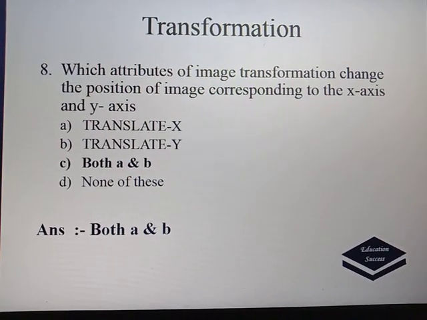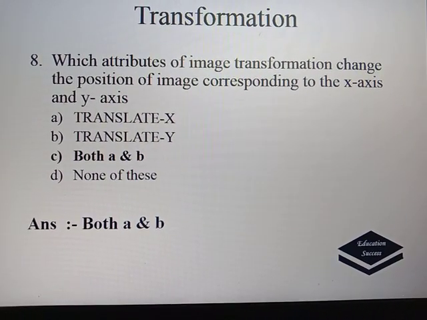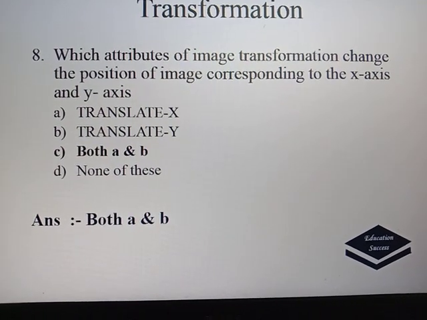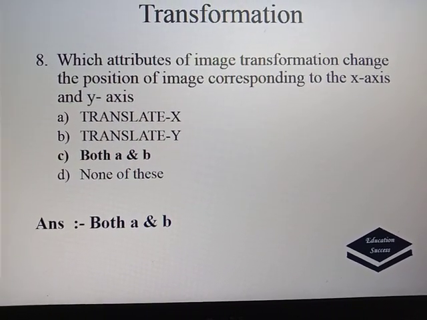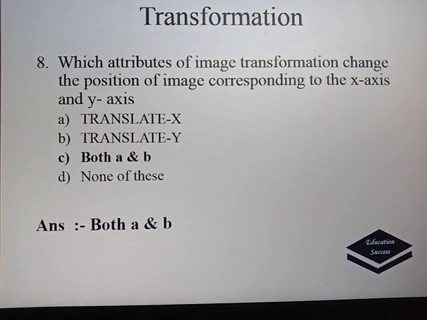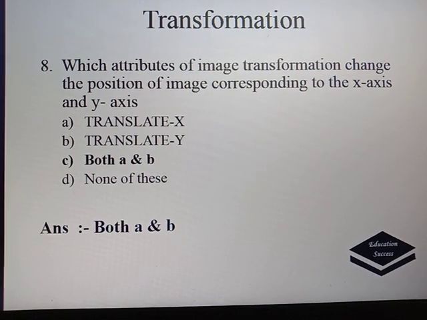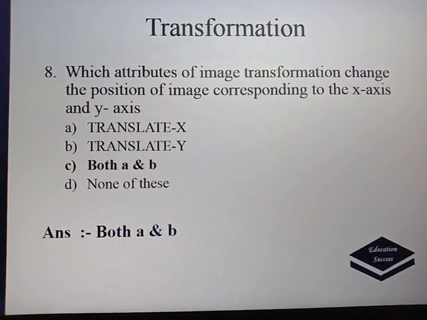Next question is, which attribute of image transformation changes the position of an image corresponding to the x-axis and y-axis? Here we can change the position of an object in the x direction and in the y direction also. So this is the translation of x and translation of y also. Therefore the correct answer is both A and B.